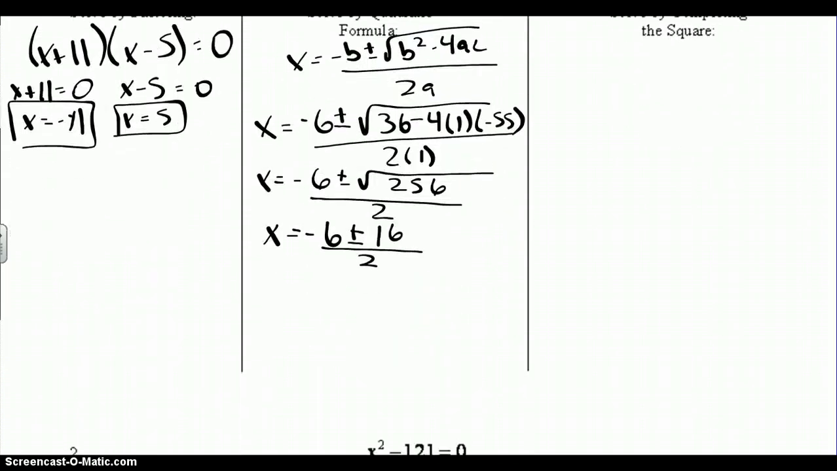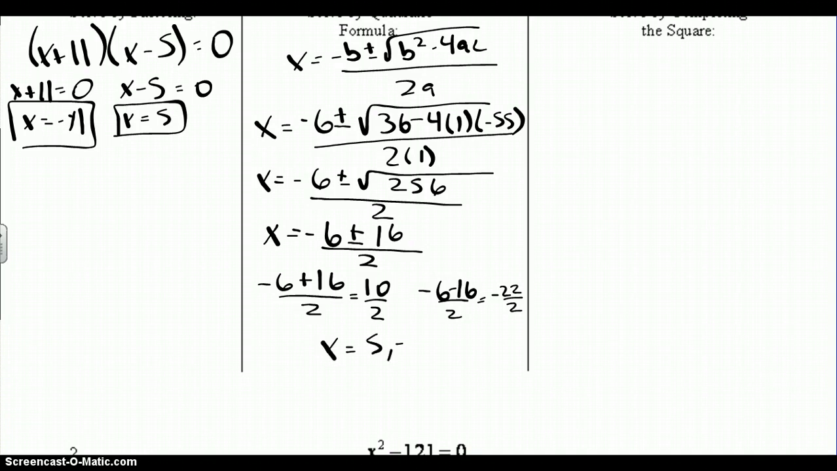Okay, so I'm going to get my two different answers. My first answer is going to be negative 6 plus 16 over 2, which simplifies to 10 over 2. And the other one is going to be negative 6 minus 16 over 2, which simplifies to negative 22 over 2. And these two simplify to 5 and negative 11. So you'll see we have the same answers.